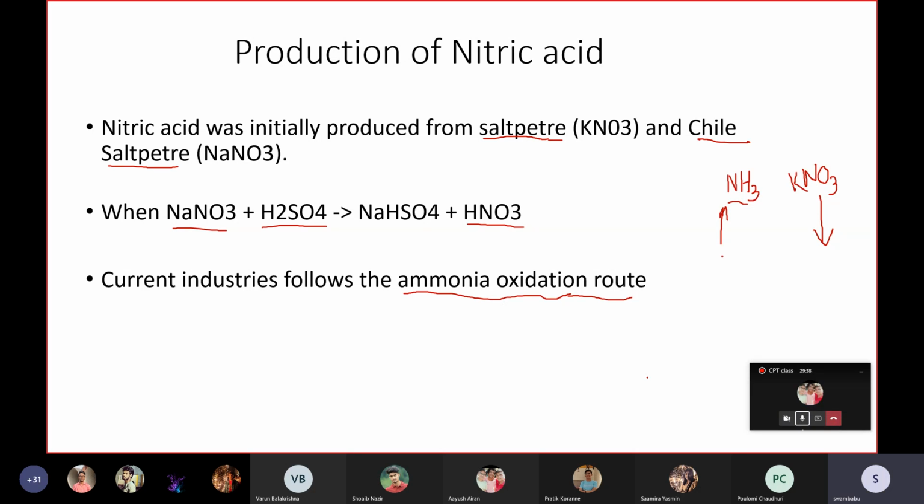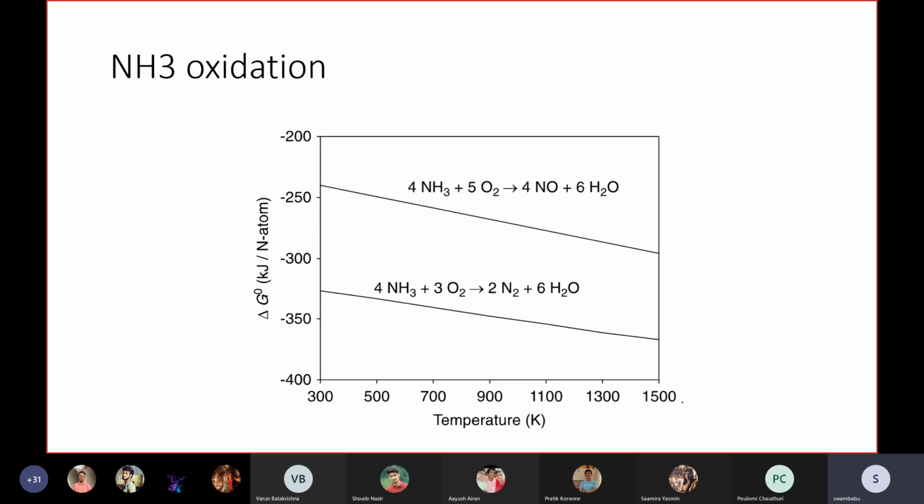So the current industries follow this ammonia oxidation route. Let us see what this route is and what things we need to take care of. Ammonia reacts with oxygen and produces nitric oxide, NO, and 6H2O. In the ammonia oxidation, ammonia reacts with oxygen and produces NO and water.